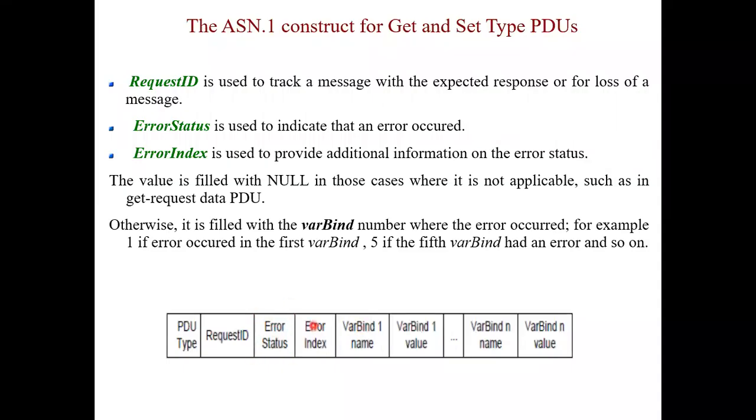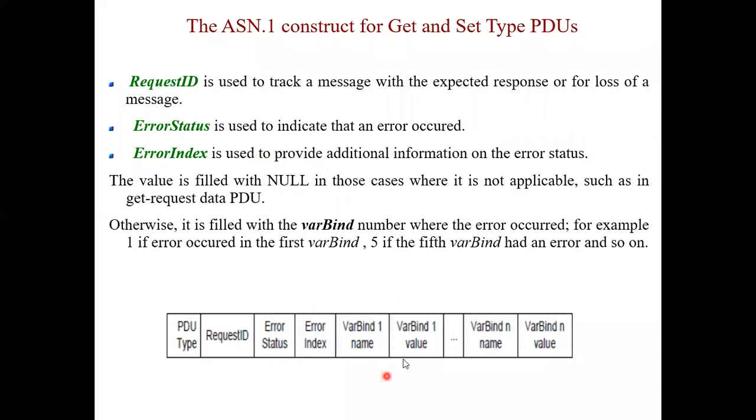So here in the PDU itself, we are including a field, the error status, to indicate that an error has occurred. Otherwise the value is filled with null, where it is not applicable. Such as in a get request, when I am sending the PDU, there will be no error in it. But whenever I am getting a response, there might be some error. If there is no error, I will fill that value with null.